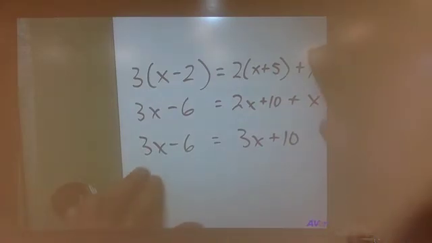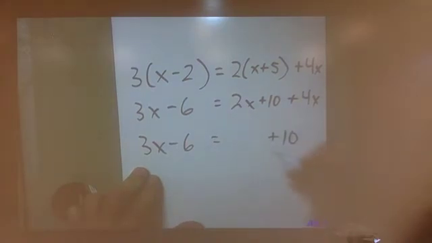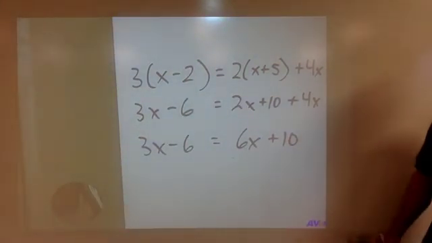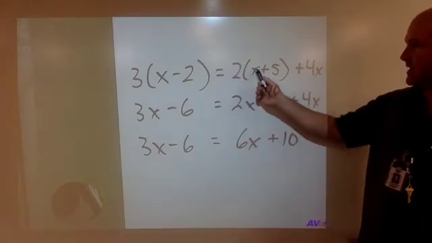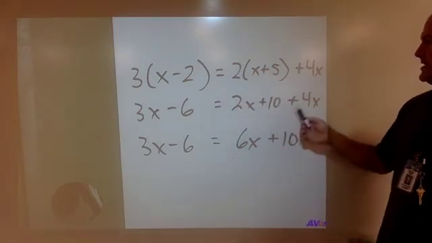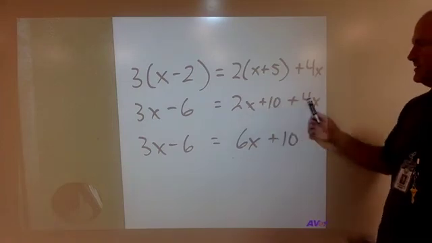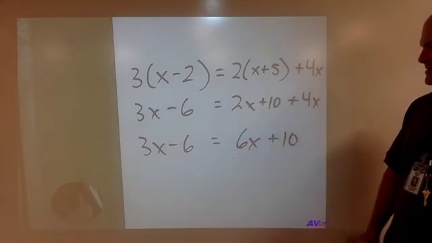So I'm just going to switch this up a little bit here. Sorry about that. Call this 4x, just so that we don't run into something that you don't need to know yet. All right, so it's 6x on this side. 2 times x is 2x, 2 times 5 is 10. We had a 4x here. You combine the like terms, you end up with 6x.